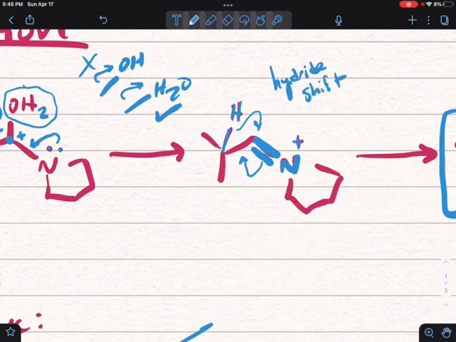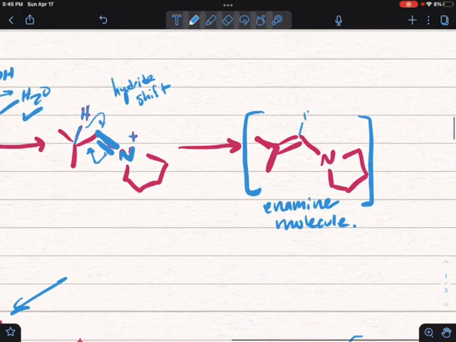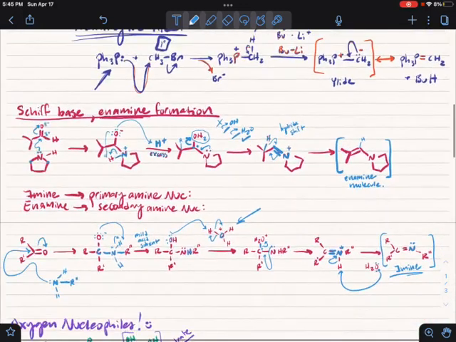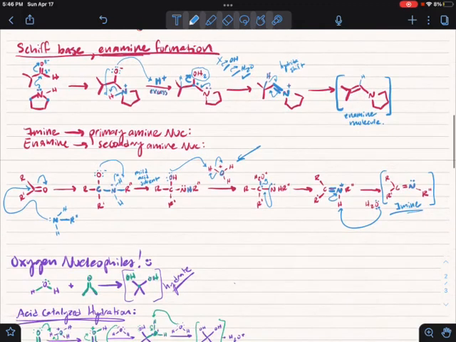Okay, and then our hydrogen bond will basically move from here to here, and then our double bond will move over one, and we'll get this hydrogen here. This is our enamine molecule, formed from a secondary amine nucleophile.